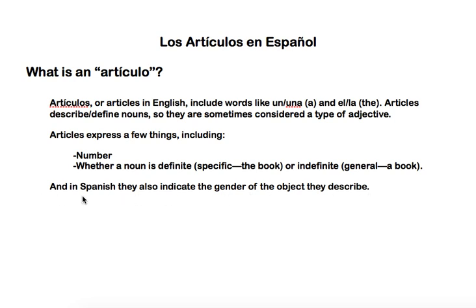And this is one of the big differences between articles in English and in Spanish. Another one is going to be number. Articles in English and Spanish behave more or less in the same way, but there are some very big differences. And we're going to see those next.